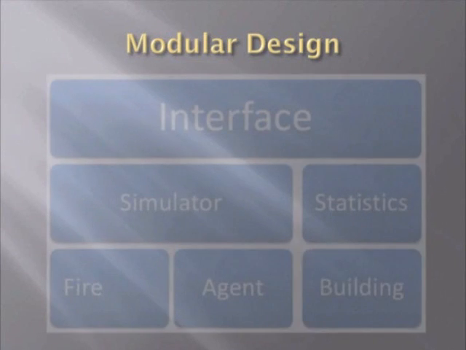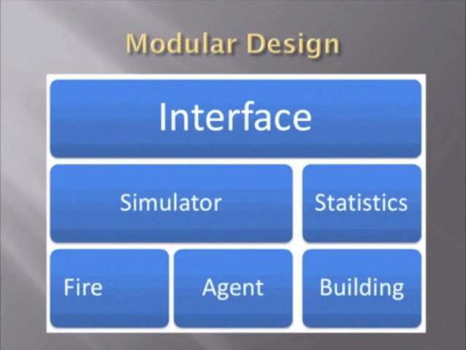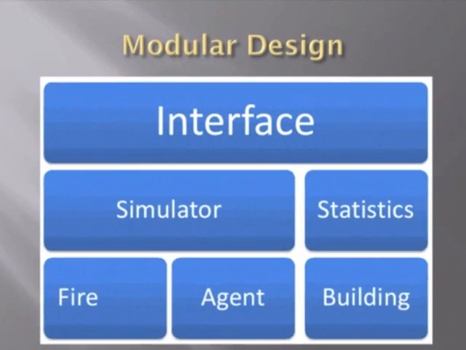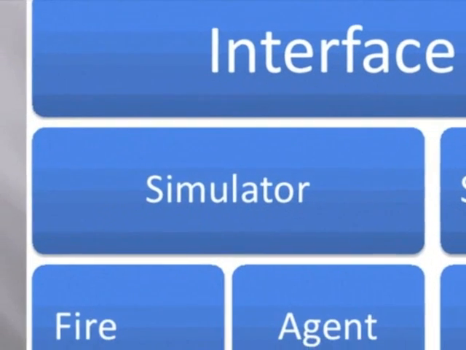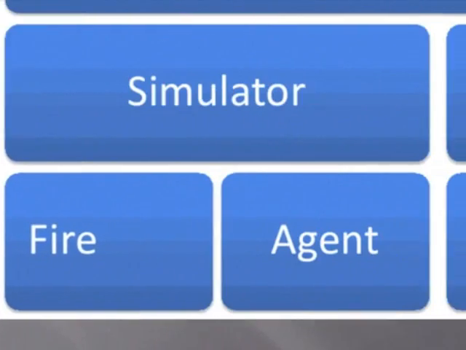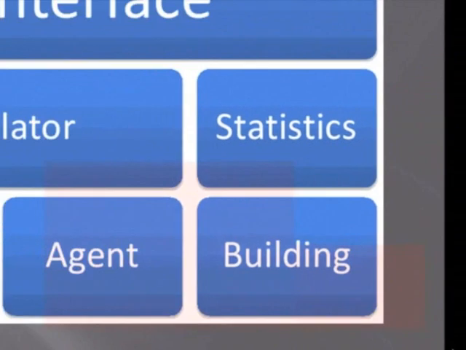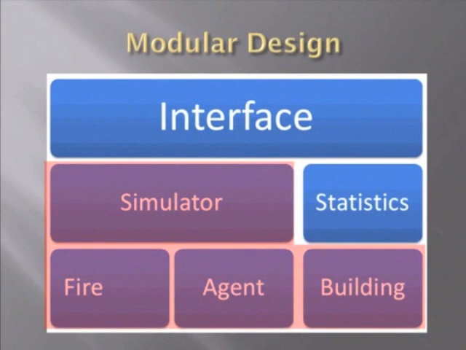Let me explain the modular design. As you can see, our program is split into 6 main pieces: the interface, the simulator, the statistics, the fire, the agent, and the building. The simulator, fire, agent, and building were all programmed in C++. The interface and statistics were programmed in the Qt GUI.